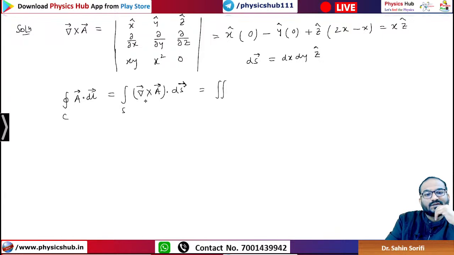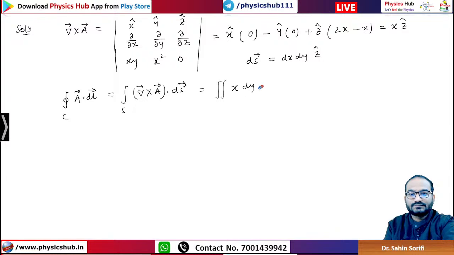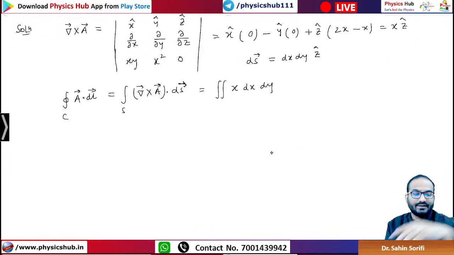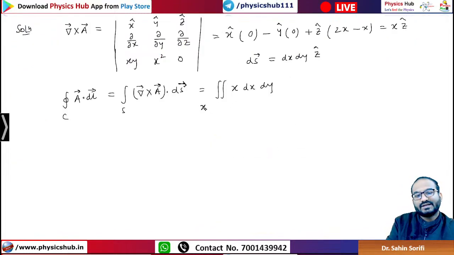So this becomes the integration of curl of A dot ds. So here x dx dy. What are the limits of x and y? x goes from 1 by root 3 to 2 by root 3, y goes from 1 to 3. So let's directly put that, x going from 1 by root 3 to 2 by root 3. On the other hand, y going from 1 to 3. So dy we can calculate: y, 3 minus 1 is 2.